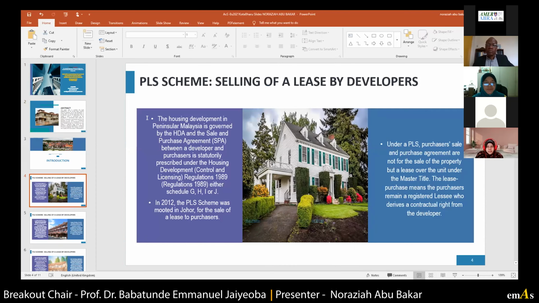The housing development in Peninsular Malaysia is governed by the Housing Development Control and Licensing Act 1966, where the sale and purchase agreement is regulated under this act, under the Regulations 1989. However, in 2012, the developer is trying a new way of selling houses. It is known as a private lease scheme. It was mooted in Johor for the sale of a lease to purchasers. Under the sale of lease, it is not a sale of the property, but a sale of lease to the purchaser, where in the end the purchaser will become merely a lessee, not the owner of the unit they are buying, despite purchasing at a high price.